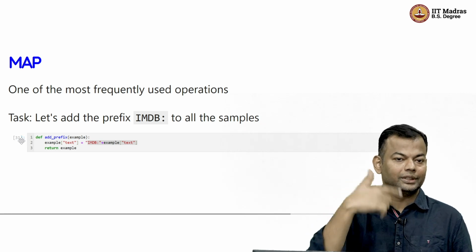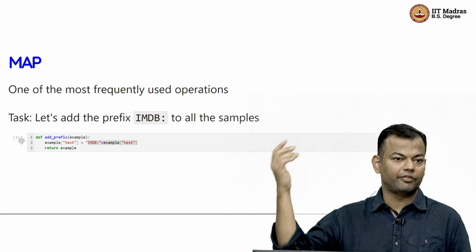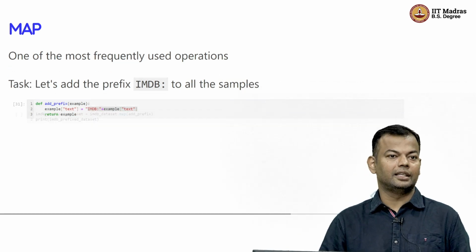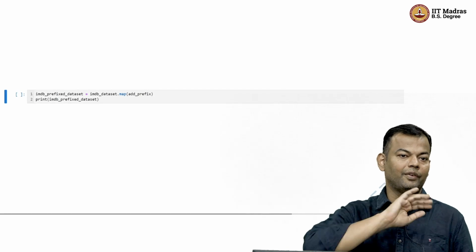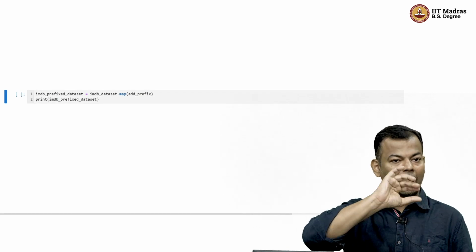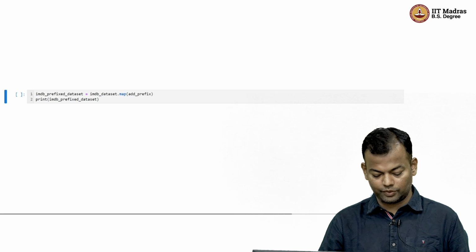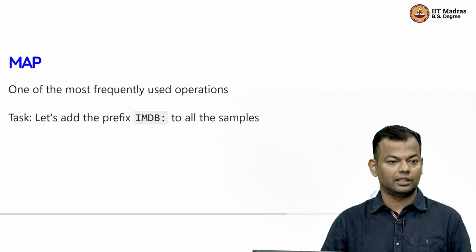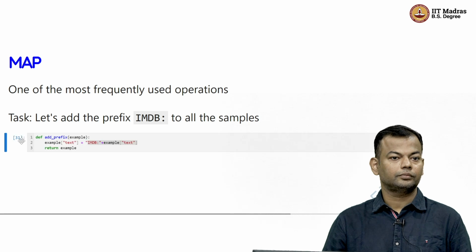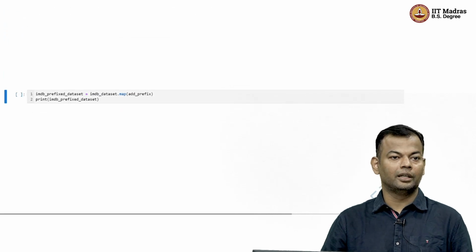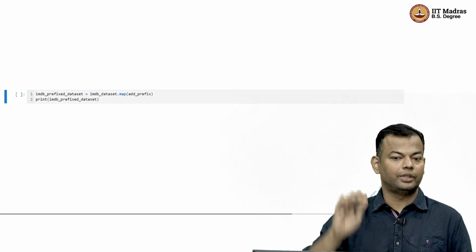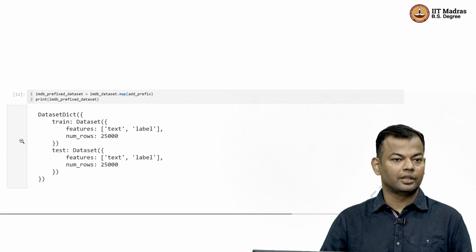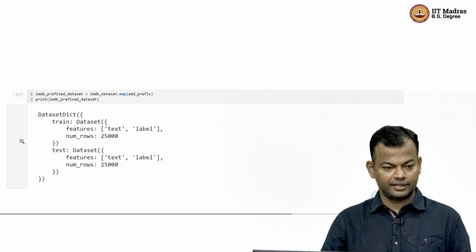But you don't want to do this iteratively in a loop, especially if you have a very large data set. You may want to use the map function. So let's see how to use it. Now you are saying imdb dataset map, and you're passing the function which we had just written. The function name was add prefix, so you're passing that function as an argument. This function will now be applied to the entire data set in parallel, and once we execute it, the number of rows remains the same.